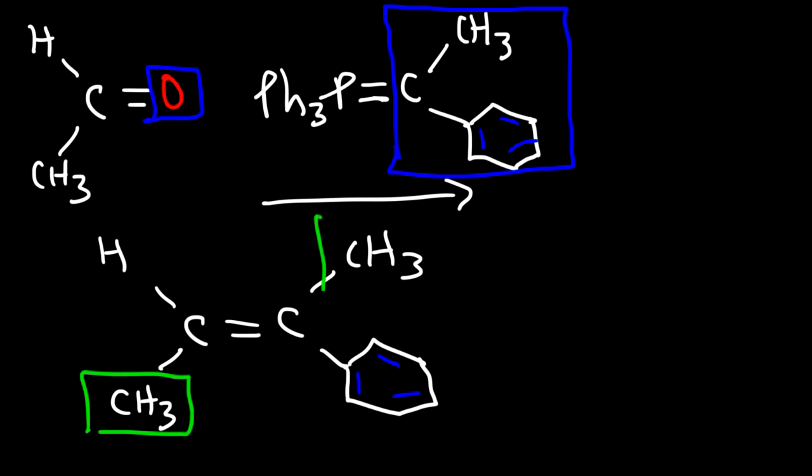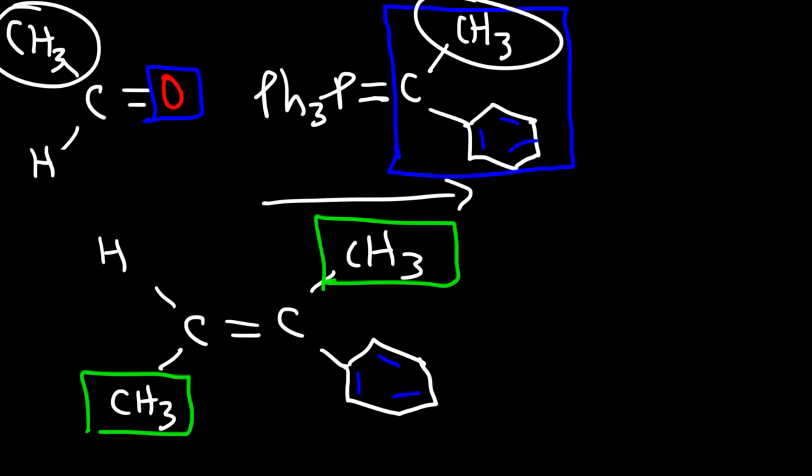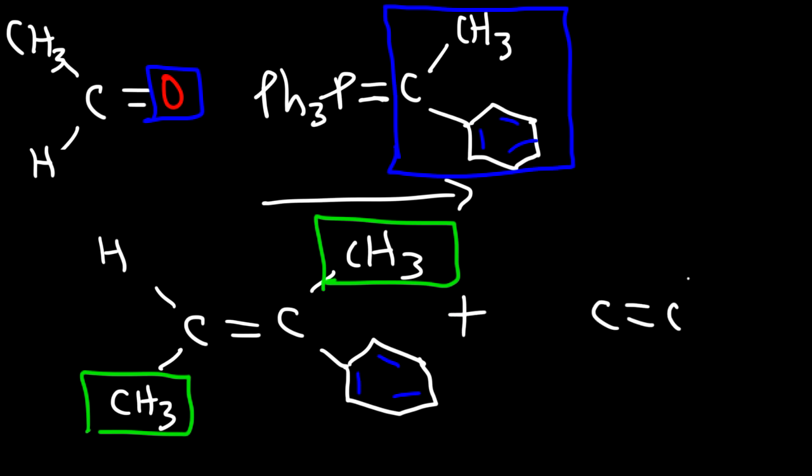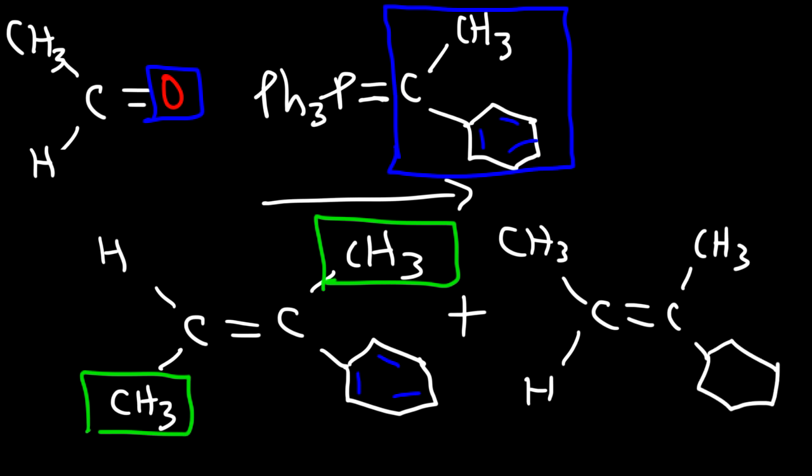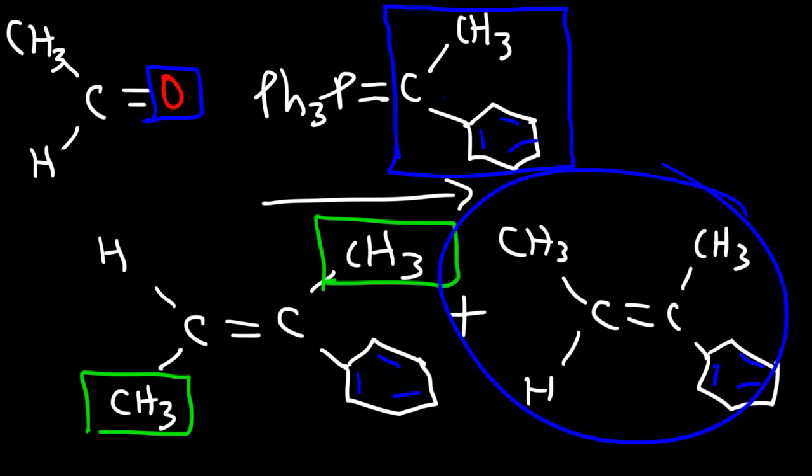Now, we can also get another type of alkene. For instance, if we replace the CH3 with the hydrogen, if we switch them, then the two CH3s could be on the same side. And so we can get the other isomer. And so you can get a mixture of isomers for the Wittig reaction. And so this is the other product.